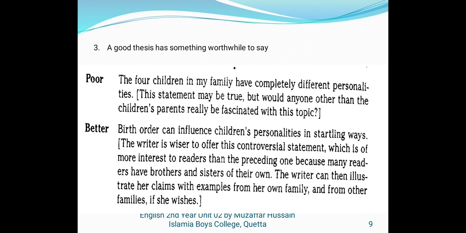because many readers have brothers and sisters of their own. The writer can then illustrate her claims with examples from her own family and from other families if she wishes.